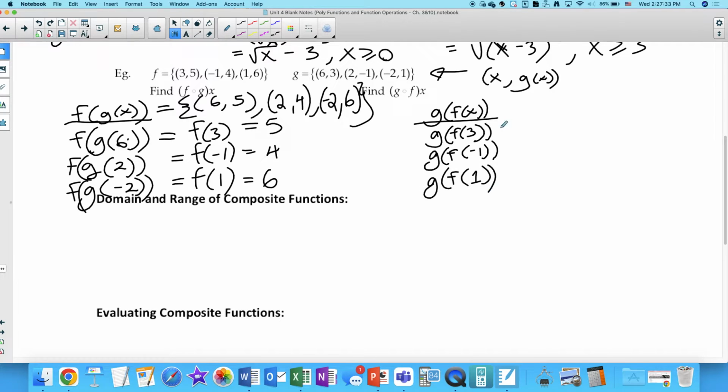G of f of 3. So f of 3 is what? 5. So this is g of 5. This guy is g of 4. And this one is g of 1. Oh, sorry, this is 6. Yeah, you're right. F of 1 is 6. When x is 1, f of x is 6. There we go. Okay, so what's g of 5?